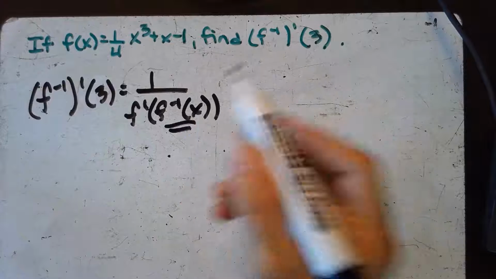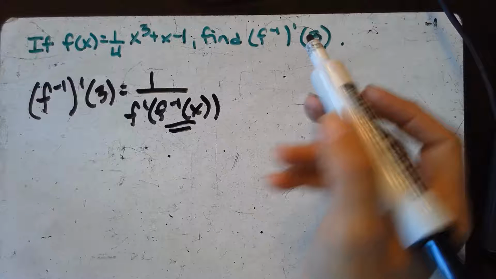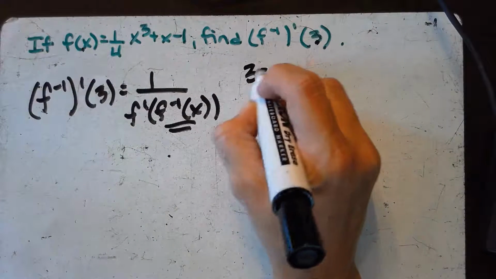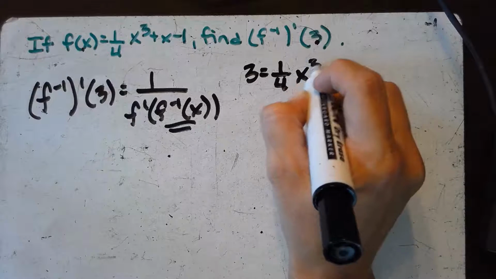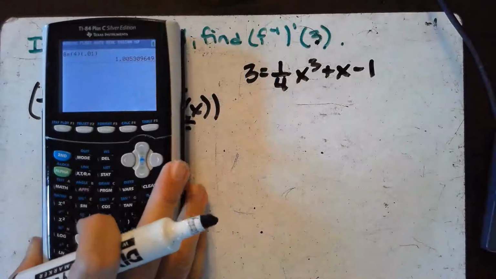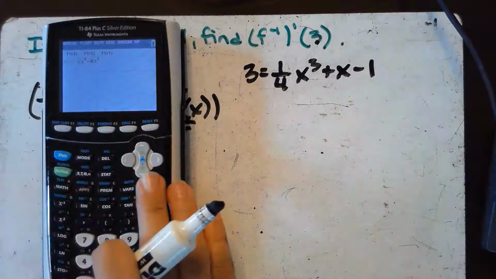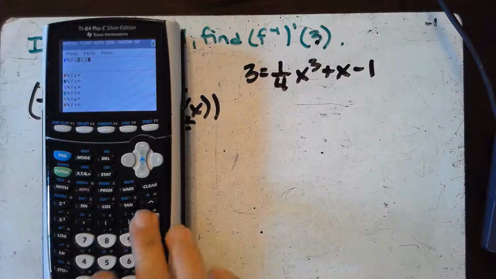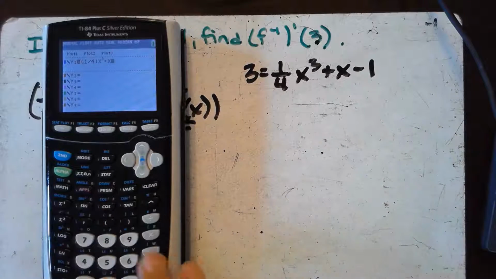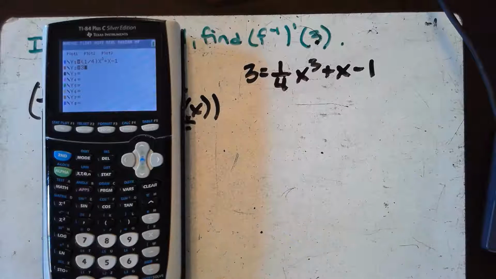Well, think about it. If the x value is 3 in the inverse, then it's going to be 3 for the y value in the original function. So what I want to do is solve for x here. I'm going to use my calculator to find where this is equal, because this isn't easily solved. Sometimes it is easily solved for. So 1/4 x to the third plus x minus 1, and then I say equals 3.